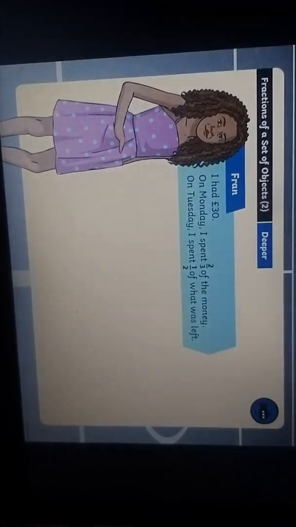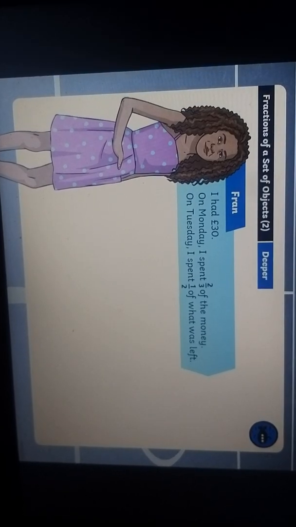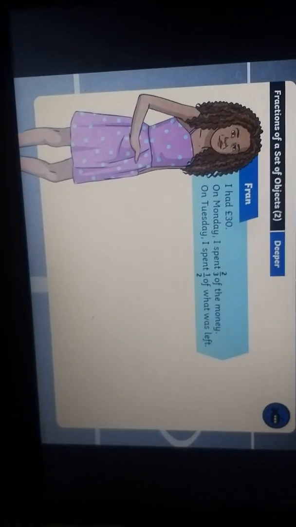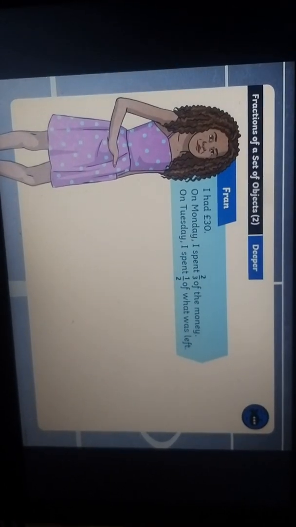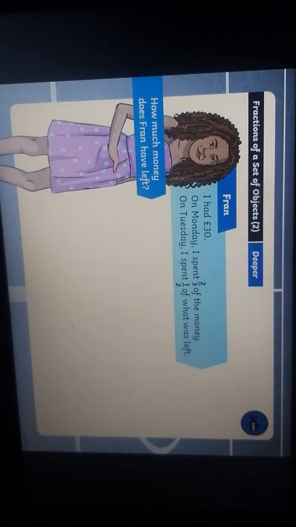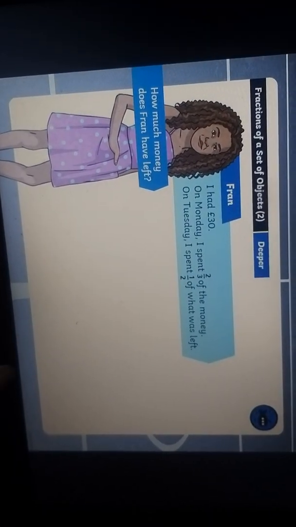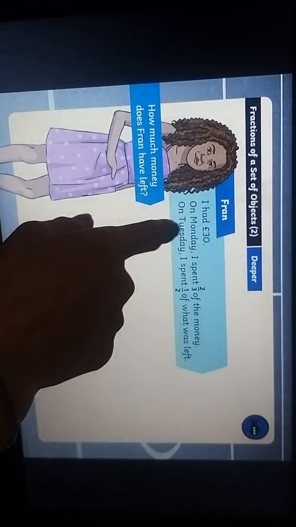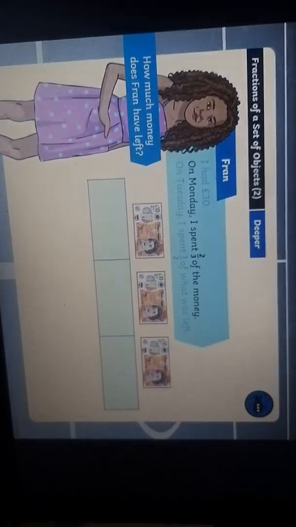Another one, this is going a bit deeper. Fran had £30. On Monday, she spent 2/3 of the money. On Tuesday, she spent half of what was left. So how do we go about working out this question? How much money does Fran have left? You need to work out and go through each stage before you can get the answer. So on Monday, she spent 2/3 of the money.